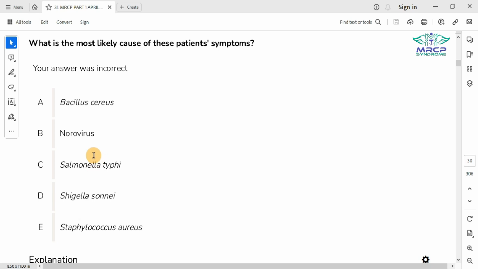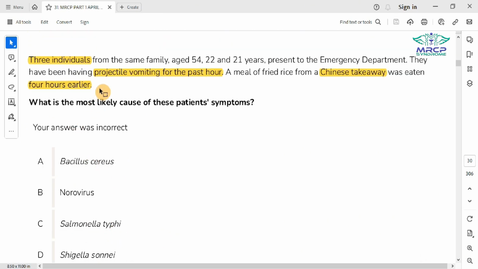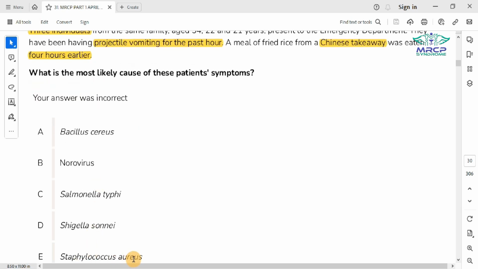Salmonella typhi and Shigella will come up with bloody diarrhea. They will usually have an incubation period of about 36 to 72 hours. And Staph aureus will also come up with a short incubation period. The patient may have projectile vomiting, but this is related to dairy products or buffet display products. This is not related to the Chinese takeaway meal.